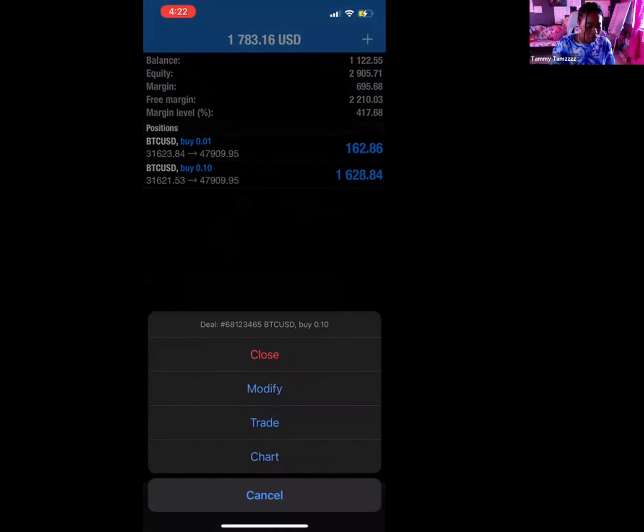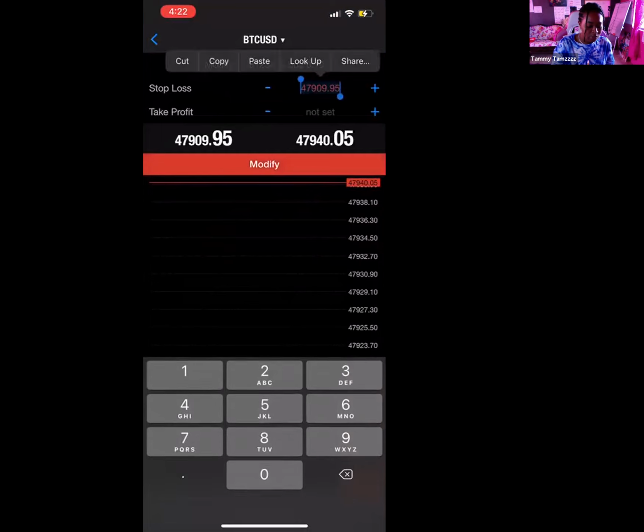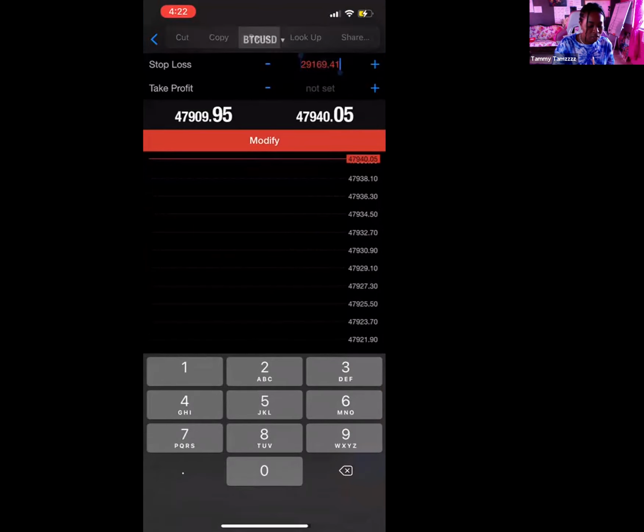So I'm gonna hold this down, hit modify. This was my stop loss price, but I want to break even. So I'm gonna erase this number and I'm gonna put my entry price, which was 31621.53. That is the same number that is underneath the currency that I'm trading.